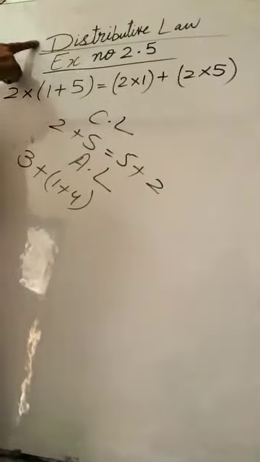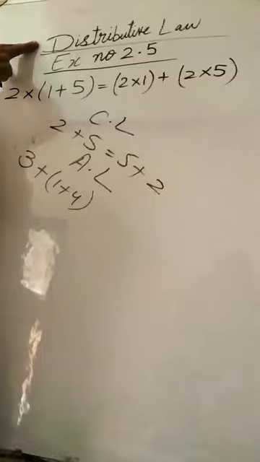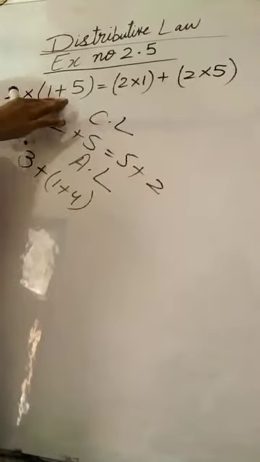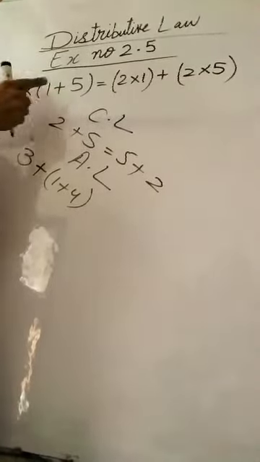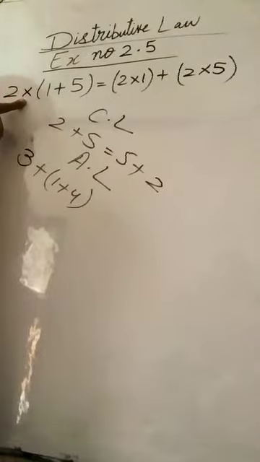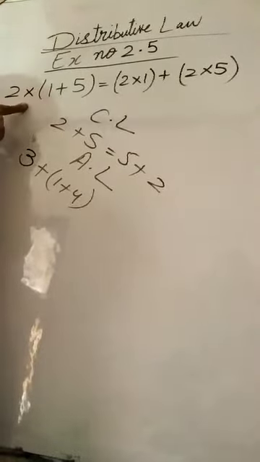But for the identification of distributive law, we have more than two values with different signs. So the identification is different signs. So the law is called distributive law. Now I am solving the question.